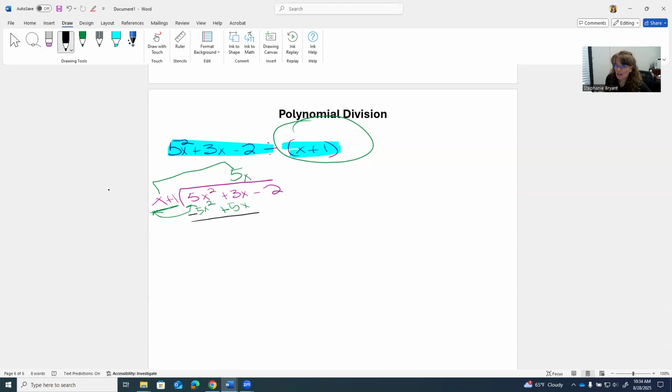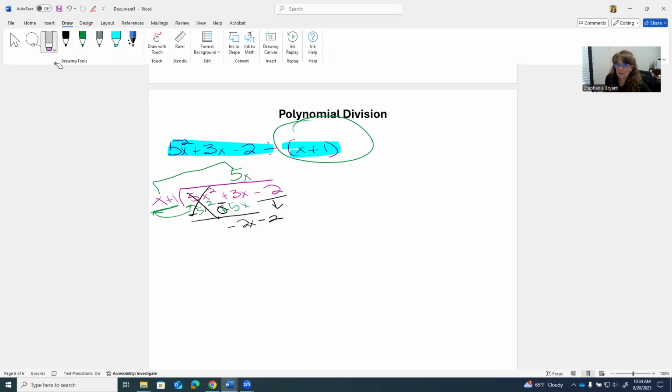So the next thing I need to do is subtract those. And when I subtract them, what happens? Everything in this line changes sign. So this plus becomes a negative. Now this goes away to 0, and that's what we wanted. Now I've got 3x minus 5x, which is a negative 2x. Let's bring this term down.